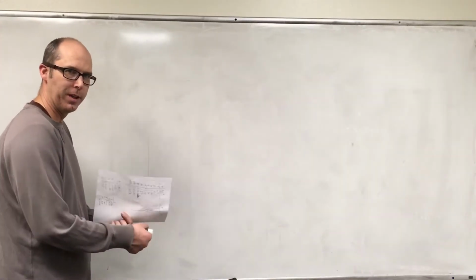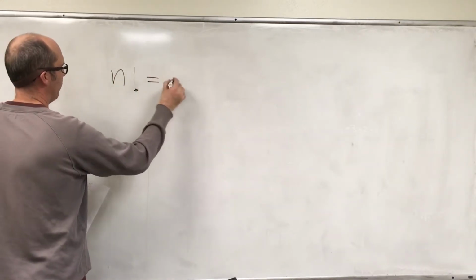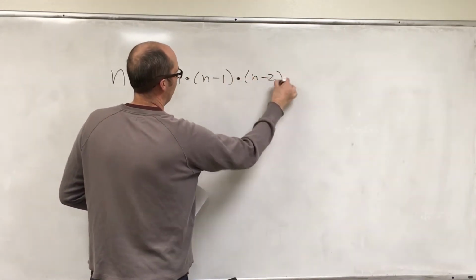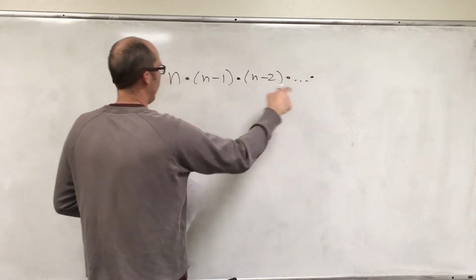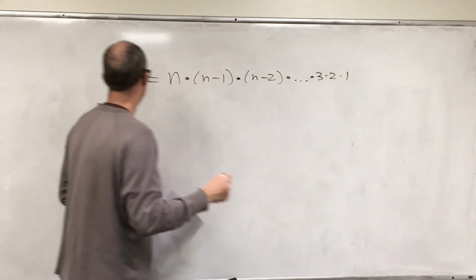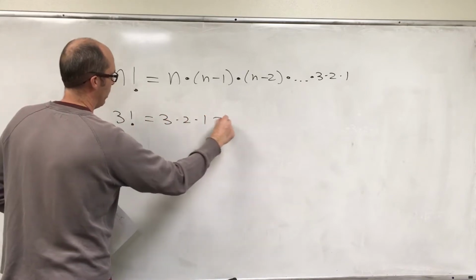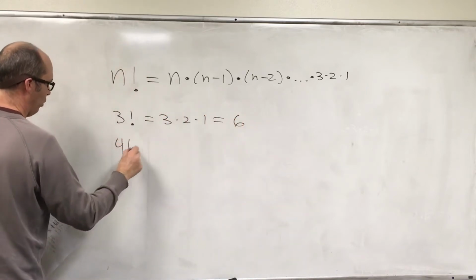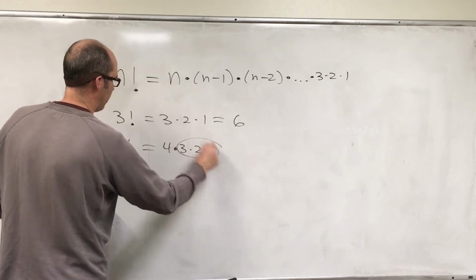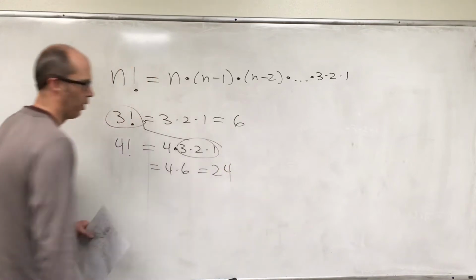Right, another limit of a sequence example. So first, some notation: n factorial. This is n times n minus 1, n minus 2, and you keep doing that, multiplying by 1 less until you get down to 1. So 3 factorial is 3 times 2 times 1, 6. 4 factorial is 4 times 3 times 2 times 1. Notice that's just 3 factorial, 4 times 6 is 24.